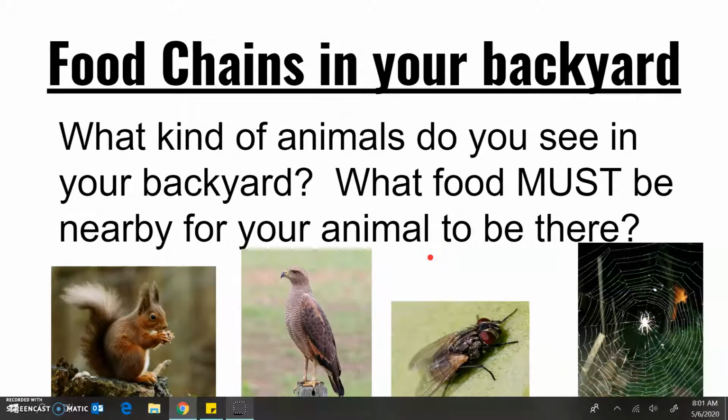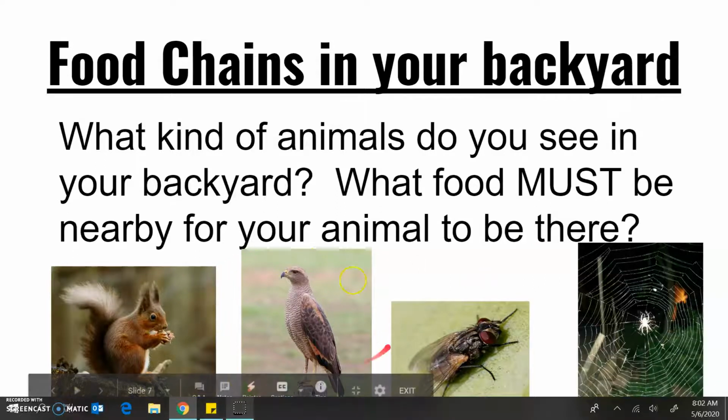snatch them up. So thinking about the food chains in your own backyard, what kind of animals do you see in your backyard? So if that animal is there, what food must be nearby for your animal to be there? So the important things with food chains is that they are connected. If you have a hawk in your area, that means something like a chipmunk or a squirrel also has to be nearby. In order for that bigger animal to be there, the smaller animals that it feeds on need to live there as well. Okay?